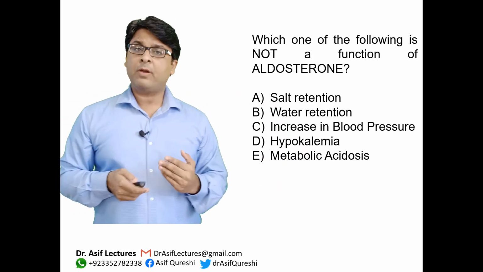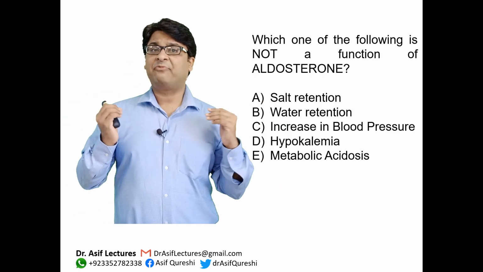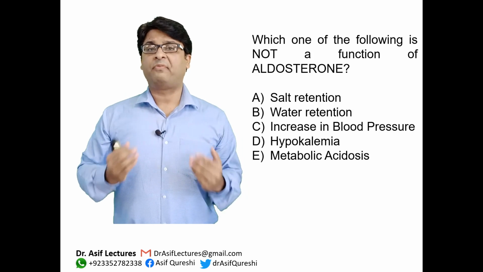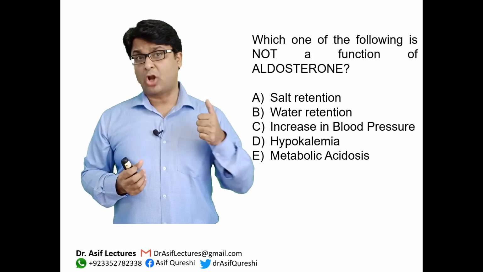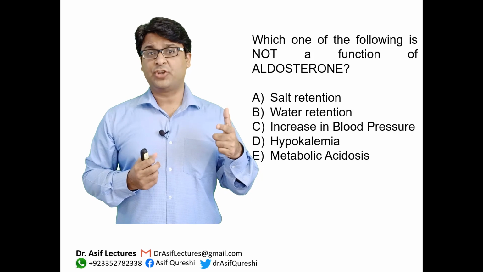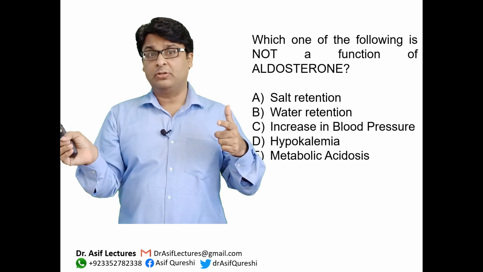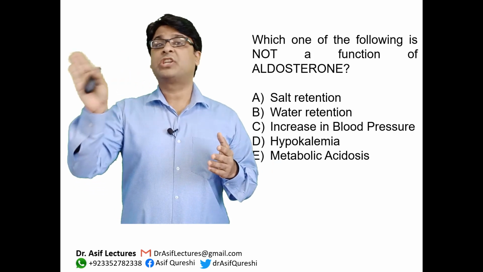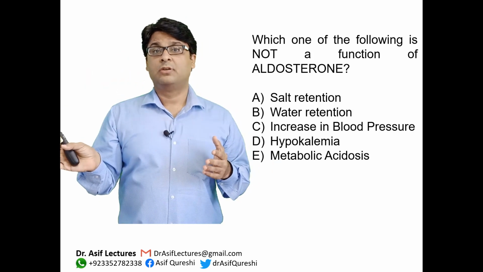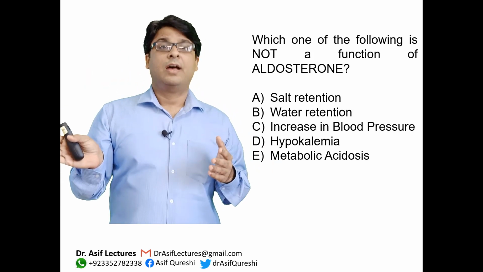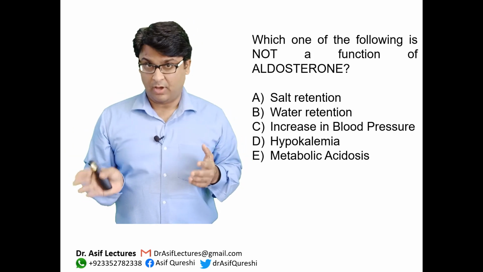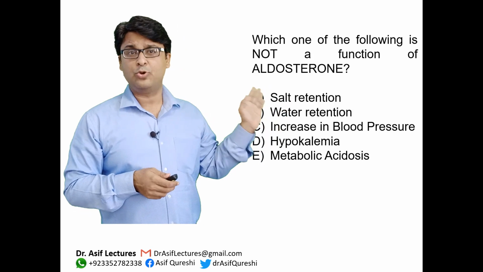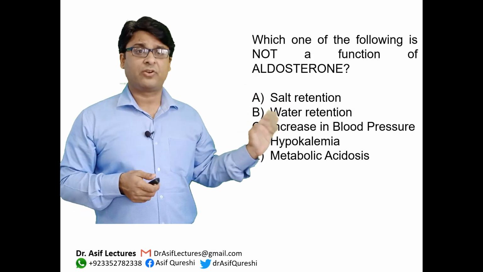Now, if you remember my previous lecture, we emphasized again and again that aldosterone performs this: salt retention, water retention, potassium excretion, which will produce hypokalemia in the body, and hydrogen excretion, which will produce metabolic alkalosis in the body, okay? So now you pick up the right answer. I hope you now already know what the right answer is.